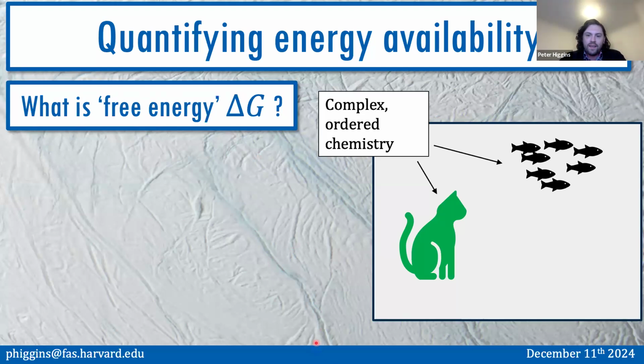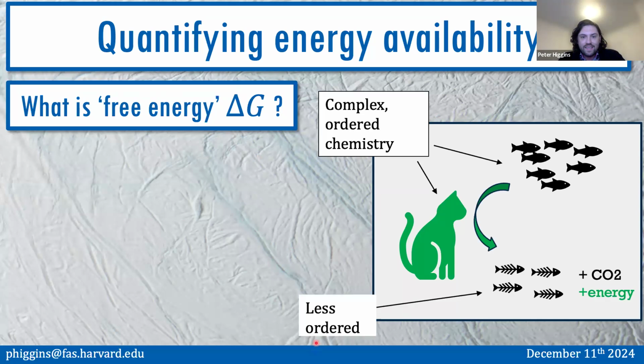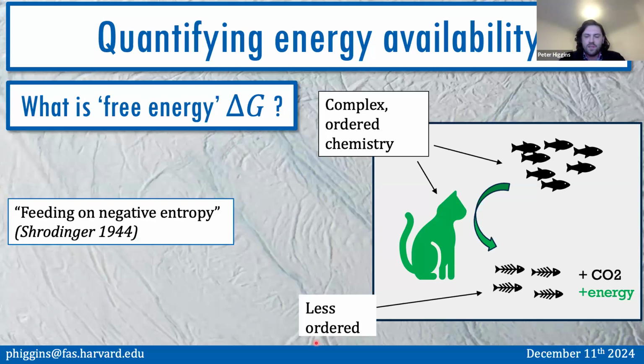And a simple example of this is if you have a cat in a box with some kind of supply of fish, as the cat eats the fish, breaking down the complex chemistry within them to simpler compounds, it harvests the energy that gets released, and that's what keeps the cat alive. And this was famously described by Schrodinger back in the 40s as biology in a way feeding on negative entropy.